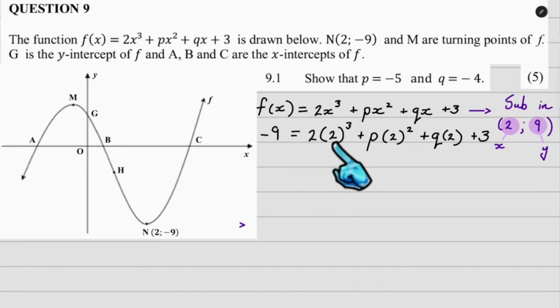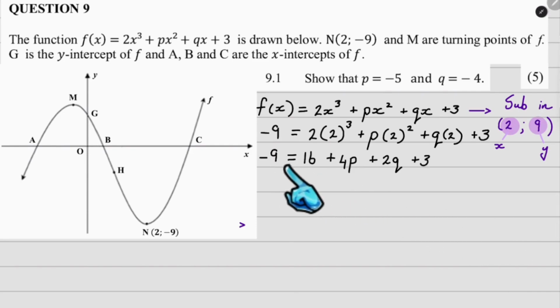So I'm going to have 2 cubed, which is 8. 8 times 2 is 16. Remember, you can also chuck that in your calculator to help you out. 2 squared is 4, 4 times p is 4p, 2 times q is 2q, and this plus 3 can stay behind. And now I want to go on a bit of a mission to simplify this equation.